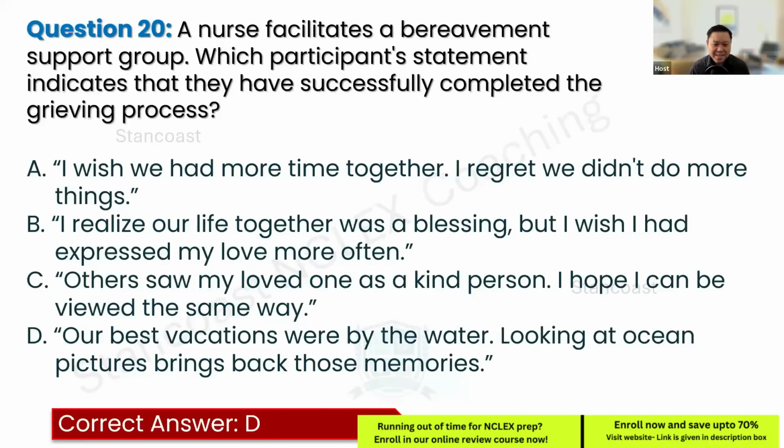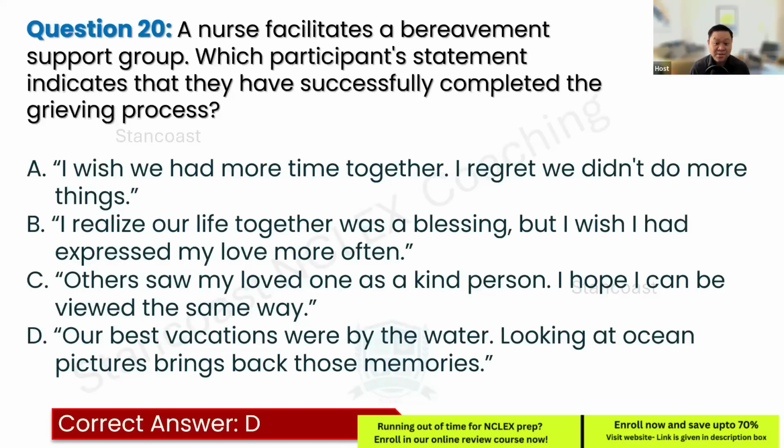Now, if you selected letter A, this is incorrect because this statement shows ongoing regret and a sense of unfinished business, which indicates that the person may still be working through their grief. And letter B is also incorrect because this response reflects guilt and also unresolved feelings, suggesting that the individual is still processing their grief rather than having completed it.